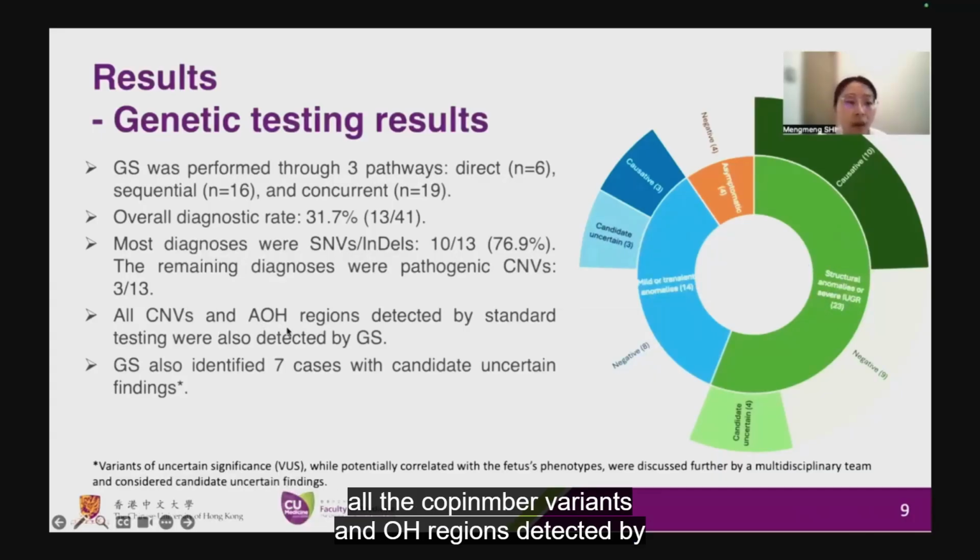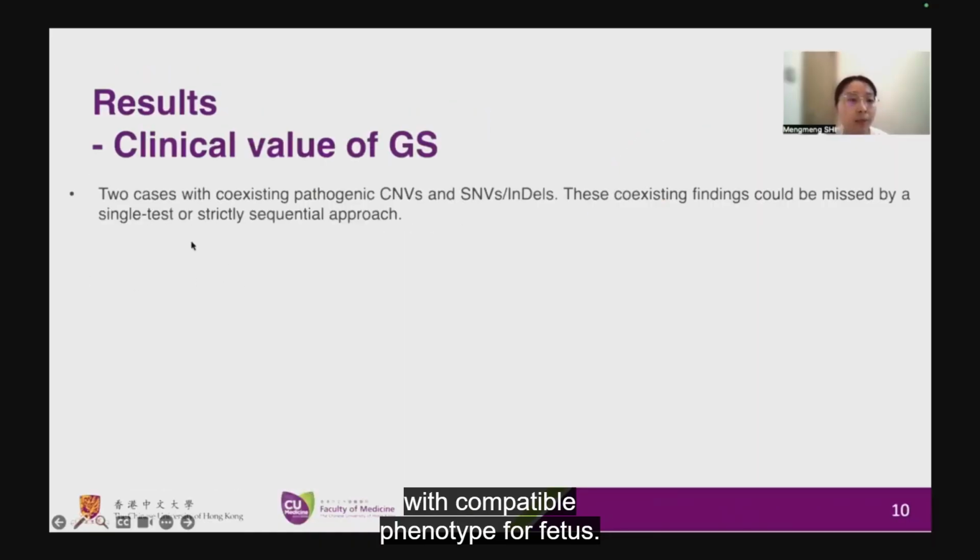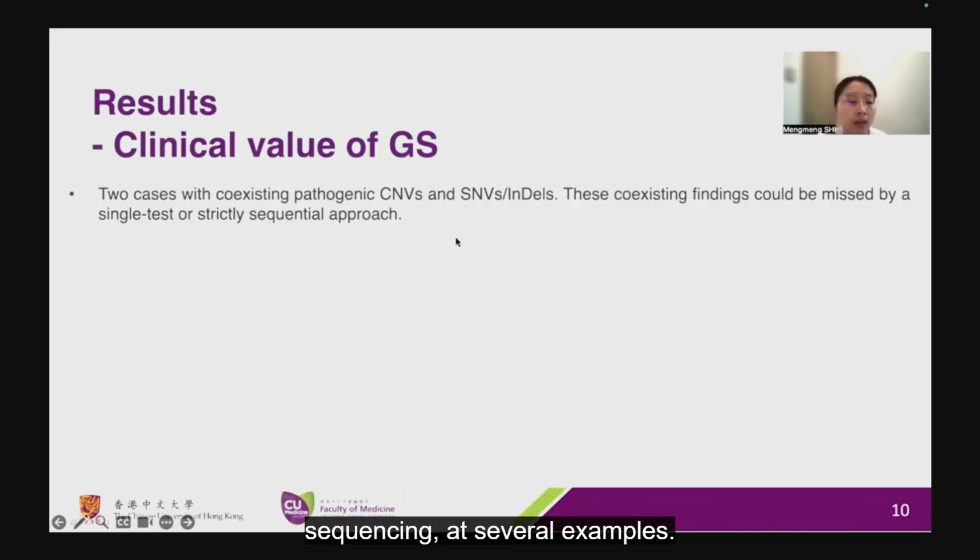And all the copy number variants and AOH regions detected by the standard CMA were also detected by the genome sequencing. It also identified 7 cases with candidate and uncertain findings at discussion by MDT meeting, with compatible phenotype for the fetus. For the clinical value of the genome sequencing, let's take several examples.